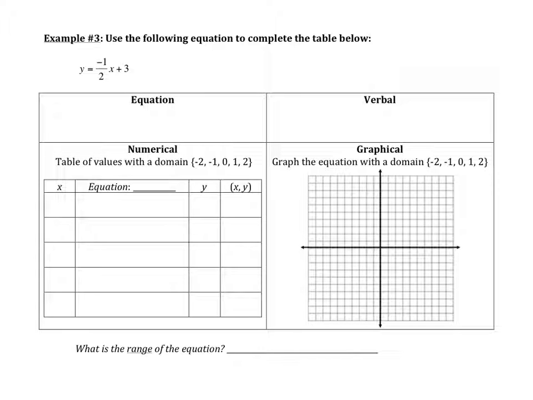Example number 3 is much like example number 2, just a different equation this time. And we're still going to do a rule of 4 table, just like we did in the last problem. But this time we're going to use the equation y equals -1/2 x plus 3. So remember, the first part is just to put this equation right here into the equation part of the rule of 4 table. So let's do that. We have y equals -1/2 x plus 3.